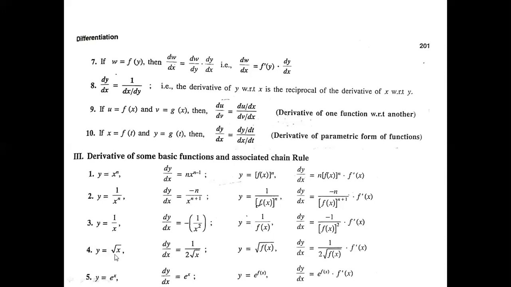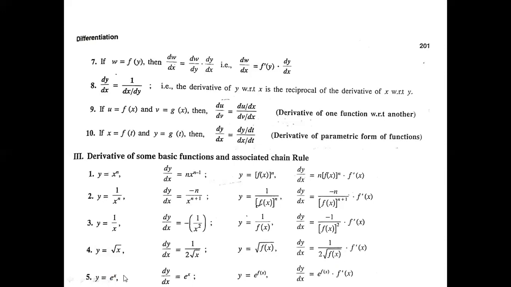Next, fourth one, if y is equal to root x, then dy by dx is equal to 1 divided by 2 root x. Similarly, if y is equal to square root of f of x, then dy by dx is equal to 1 divided by 2 root f of x. Then we also find the derivative of f of x, that is f dash x.